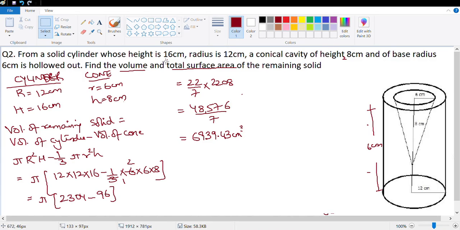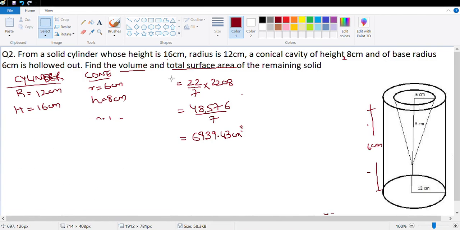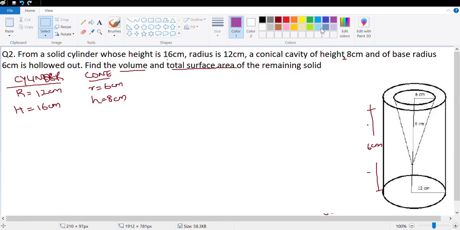I'll erase this part so that I can solve the second part on the same page, which is calculate the total surface area of the remaining solid. So let's figure out what surface area would remain. So curved surface area of the cylinder would remain. So remaining surface area would be equal to, let's just figure out what will be.